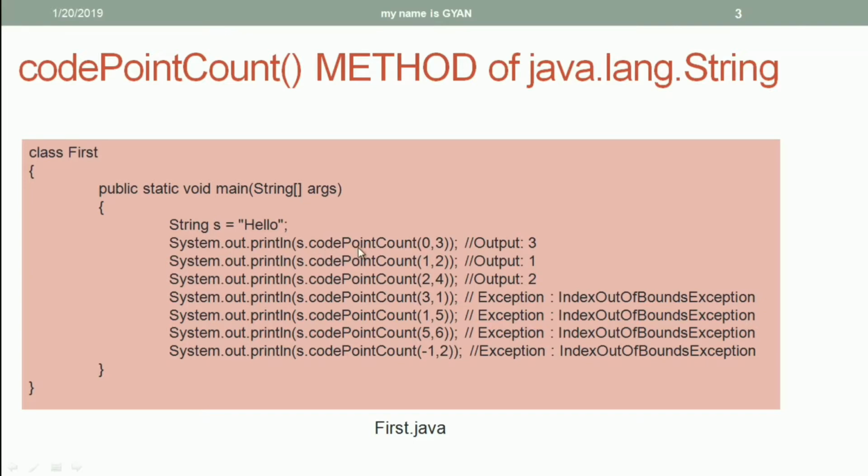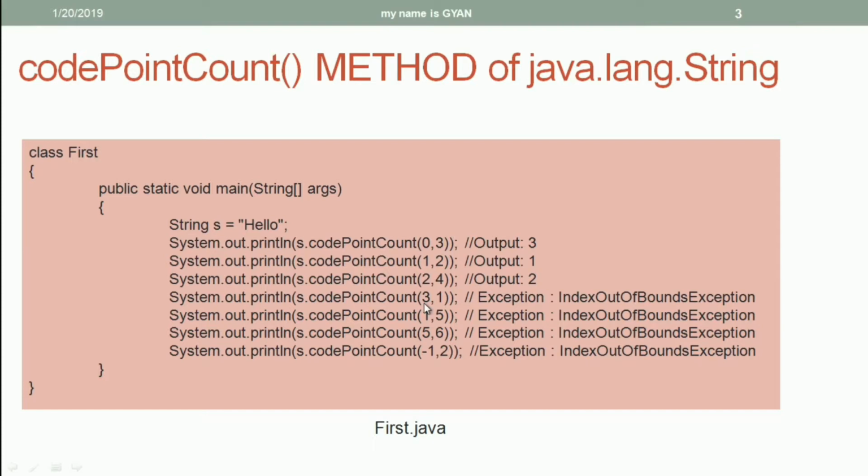The method codePointCount has to count the number of characters present between index 0 and index 3. 3 minus 0 is equal to 3. That's how the output of the method codePointCount will be 3. Again, in this case, the output of the method codePointCount will be 2 minus 1 is equal to 1. In this case, the output will be 4 minus 2 is equal to 2. So we need to do end index minus begin index. That will be the result of the codePointCount.